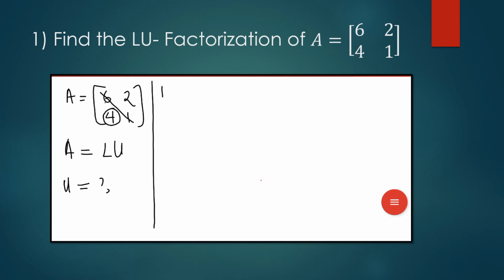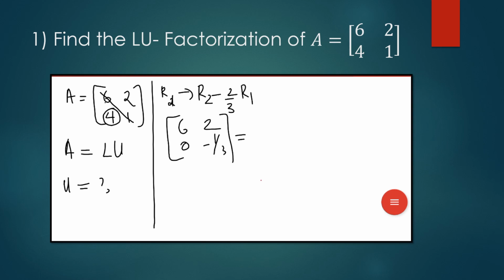The transformation is R2 changing to R2 minus 2 by 3 R1. When you apply this row addition step, the matrix changes to [6 2; 0 minus 1 by 3], which is an upper triangular form. So this will be considered as U.